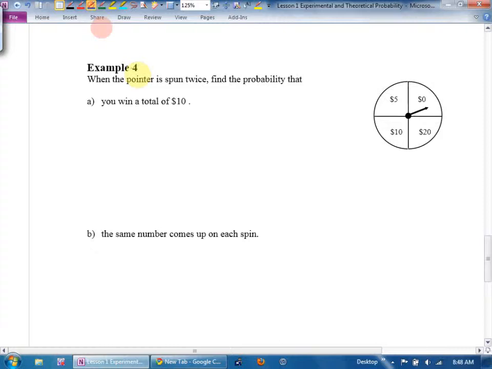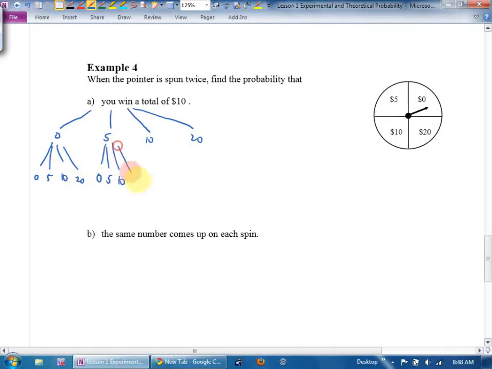On the first spin, I can have a 5, a 10. Oh, hang on. Let's be organized, Mr. Dueck. A 0, a 5, a 10, or a 20. And then I can have 0, 5, 10, 20 on each of those branches.